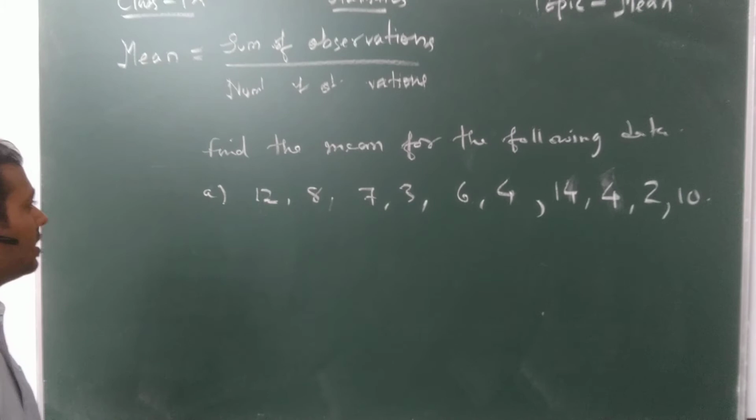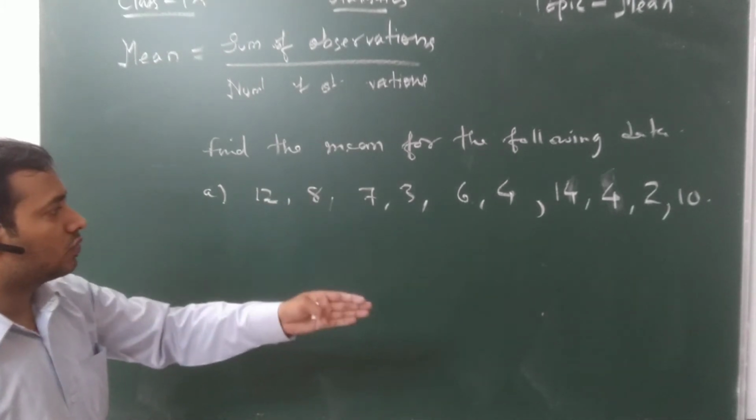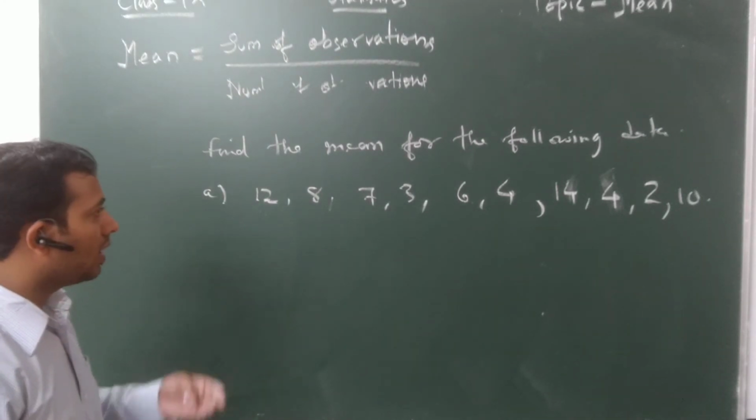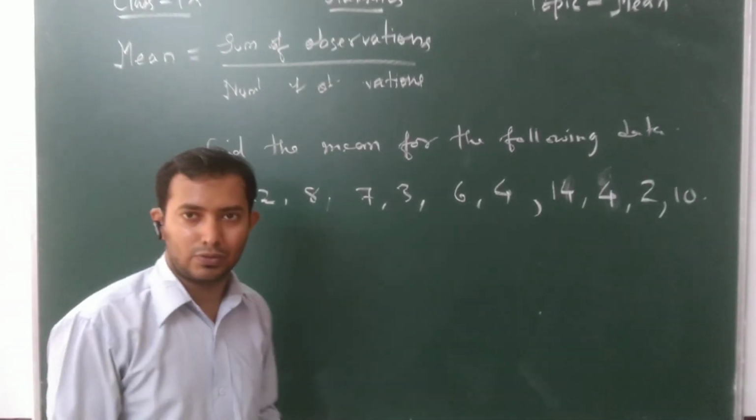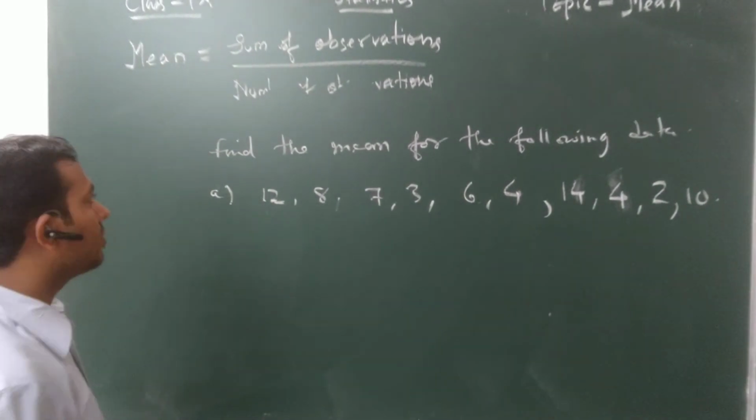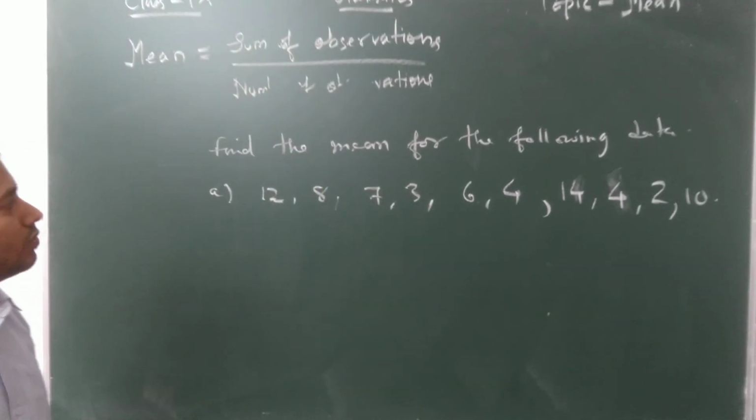So here you can see that 12 repeats only one time, 8 also one time, 7 also one; each is one time. So the frequency is 1. In this case we say that there is no frequency. Without frequency we need to proceed. To proceed with this type of problem we need to use the simple formula, that is sum of observations by number of observations.